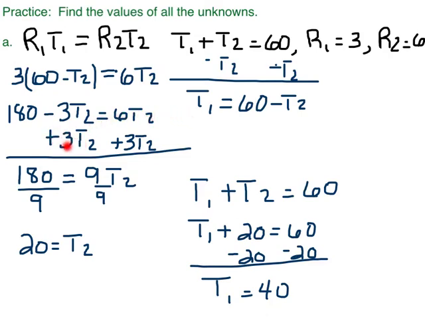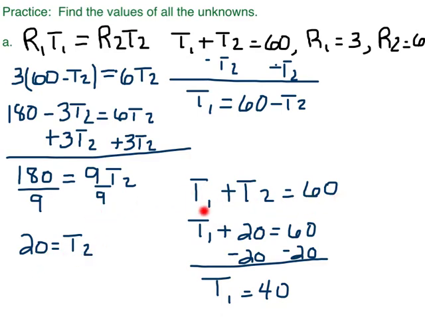Now I'm going to cancel out this T2 here. I'm going to move it, so I have to add to get rid of it here. So I'll add it on both sides. When I do, I have 180 equals 9 T2. And then when I divide both sides by 9, I'm going to find out that T2 is equal to 20.